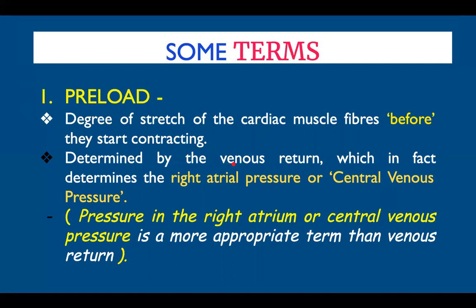But the term central venous pressure, or pressure in the right atrium, is a more appropriate term than venous return. We are not going into these details. For the sake of simplicity, we'll use the term venous return rather than the central venous pressure, because most of the books use the term venous return. So it is the degree of stretch of the cardiac muscle fibers before they start contracting.